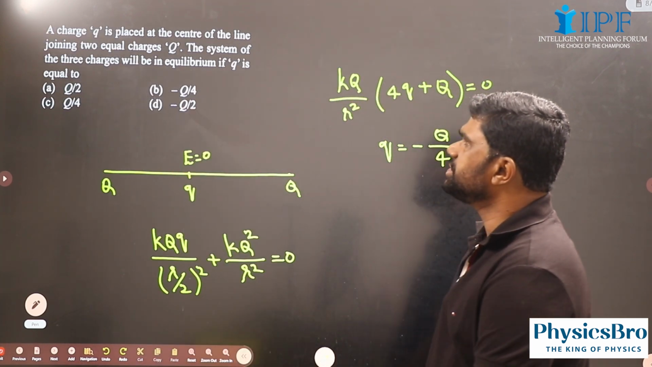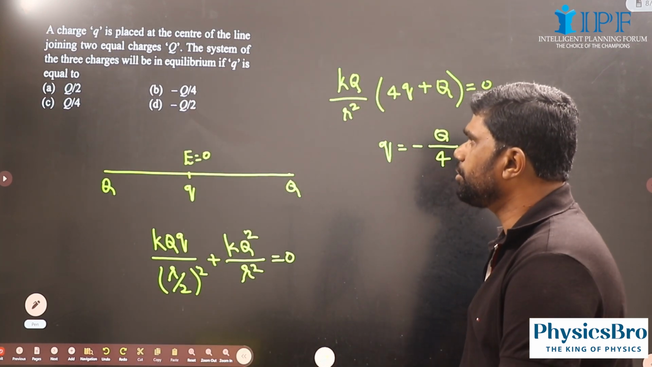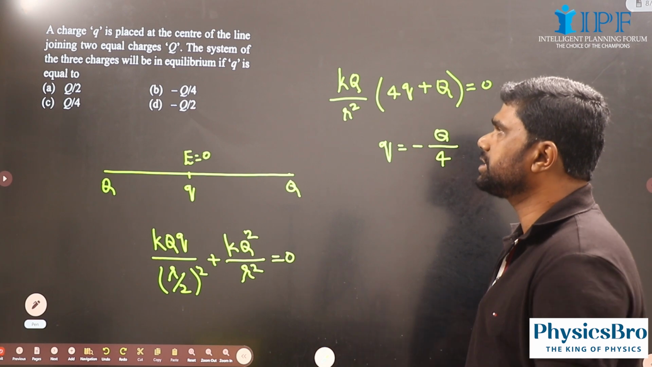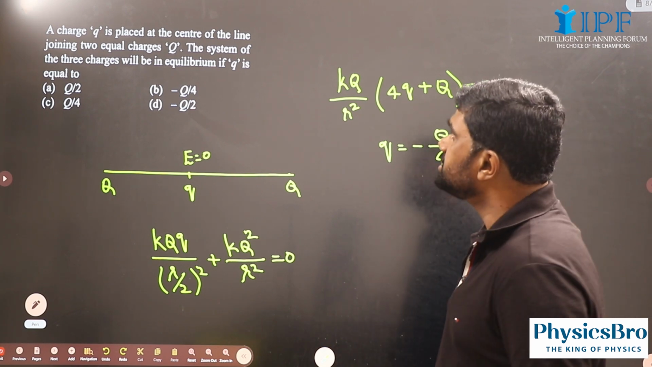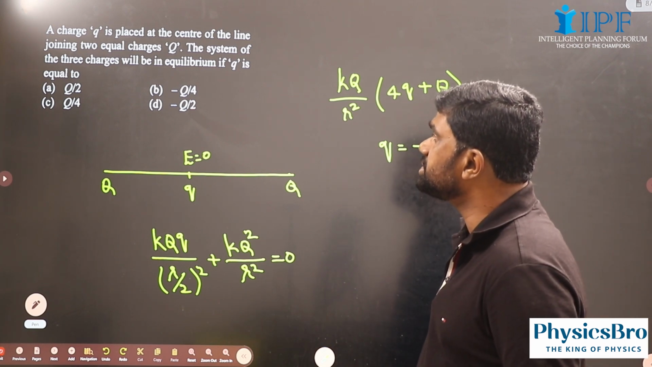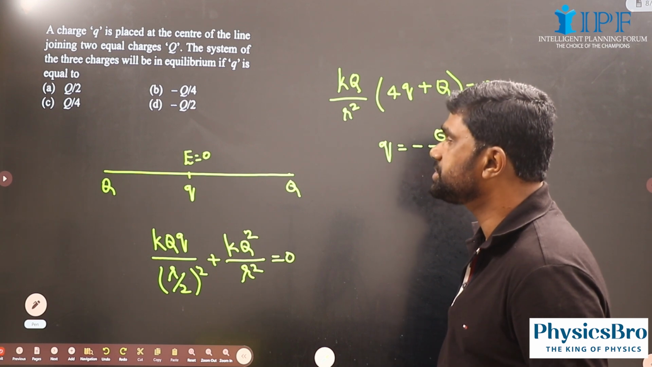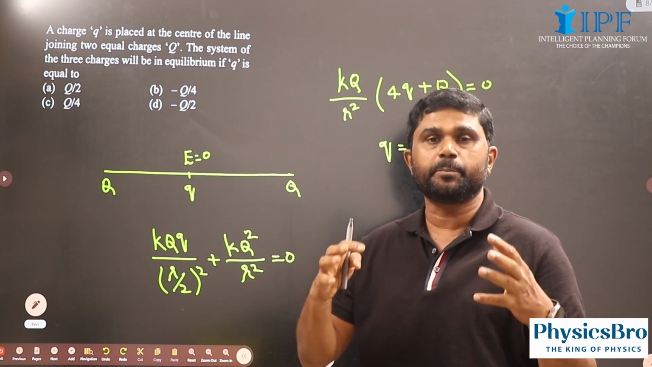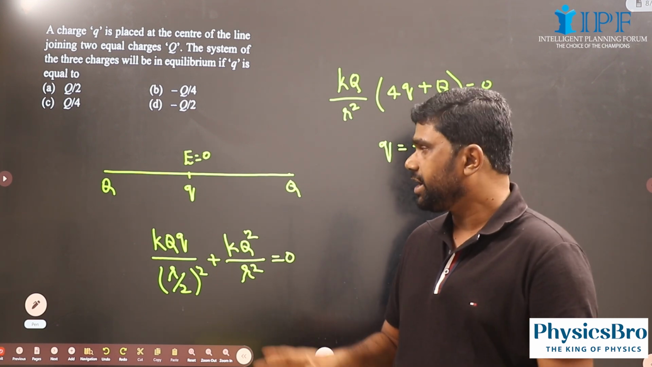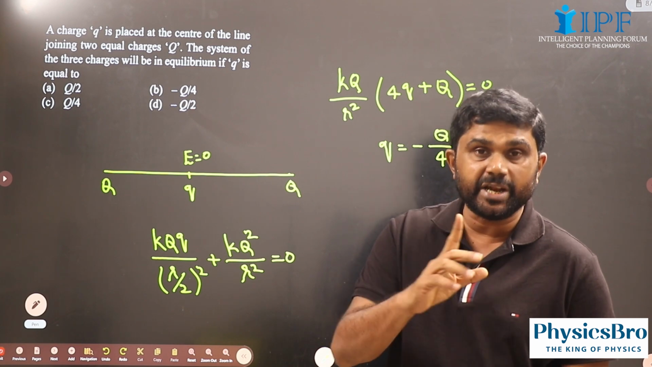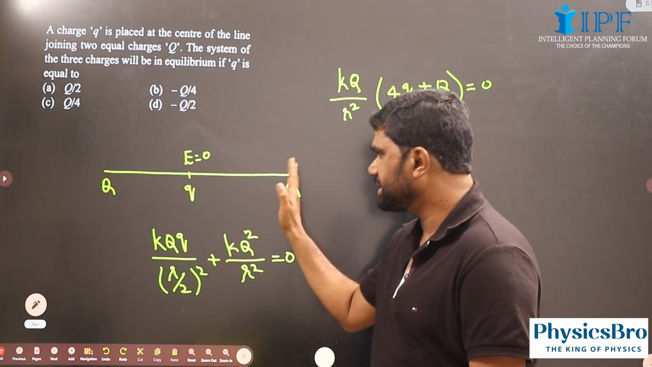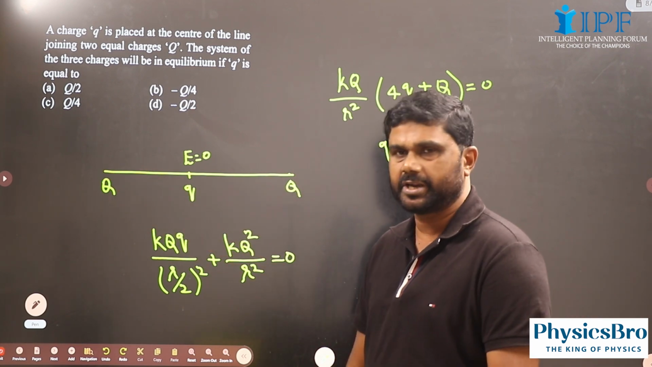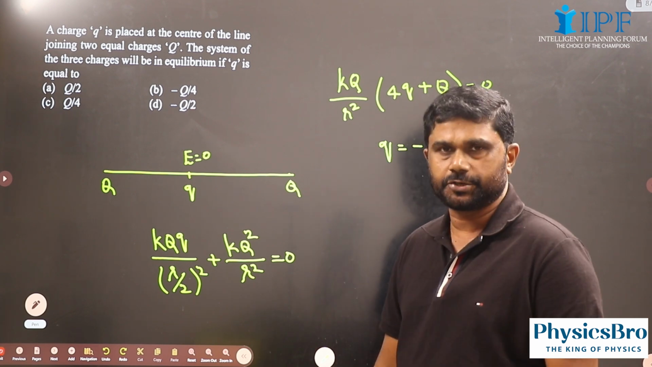A charge small q is placed at the center of the line joining two equal charges capital Q each. The system of the three charges will be in equilibrium if small q equal to. This is a beautiful question. We have two equal and similar charges at the two extremes. This is capital Q and this is also capital Q.